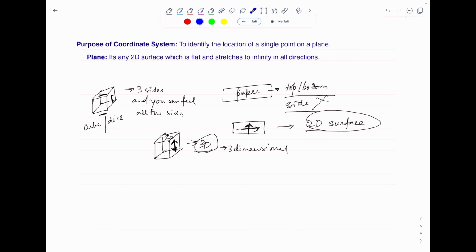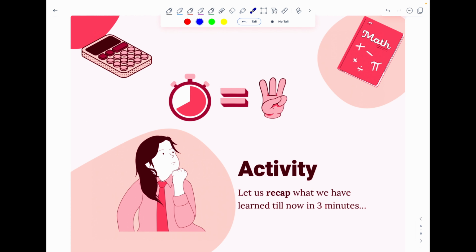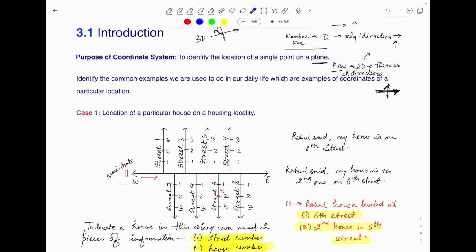Okay, so this is the first chapter that we have covered, the introduction part. Got my point? So now there is an activity that we have to recap. What all have we studied today? From the first, we saw what is the purpose of the coordinate system. What is the purpose? To identify the location of a point on a plane. What was a plane I told?